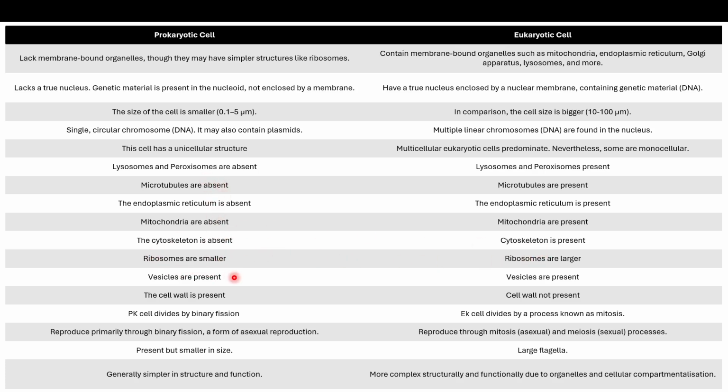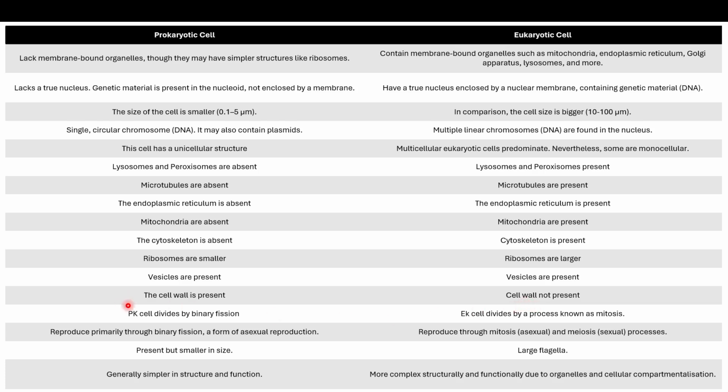Ribosomes are smaller in prokaryotic cells. Ribosomes in eukaryotic cells are larger. Vesicles are present in prokaryotic cells, and vesicles are present in eukaryotic cells as well. A cell wall is present in prokaryotes. A cell wall is also present in eukaryotes, in plant cells as well as in fungi. However, some may or may not have cell walls, like animal cells.